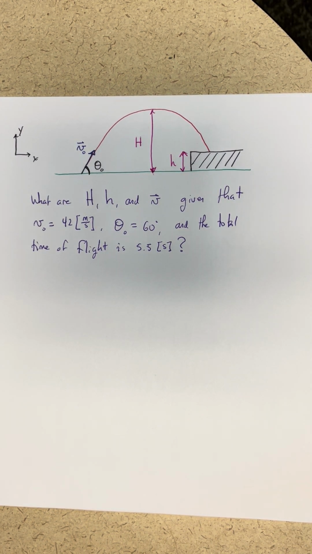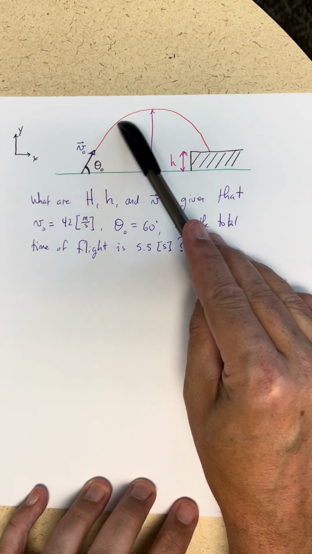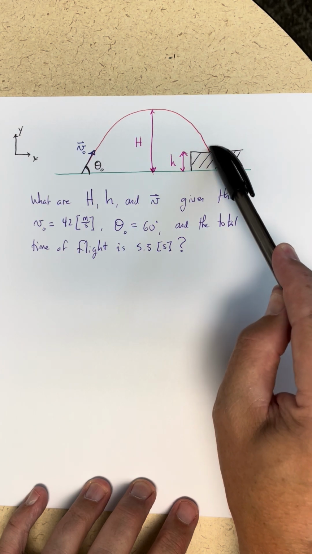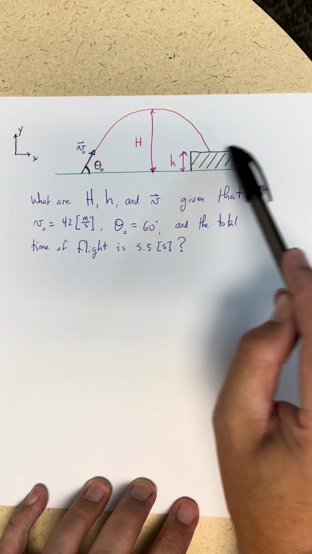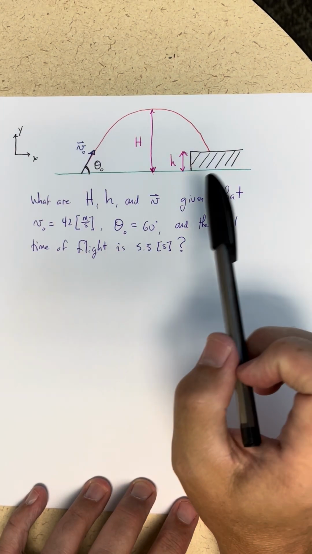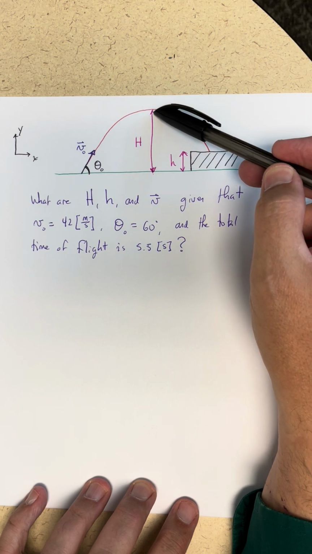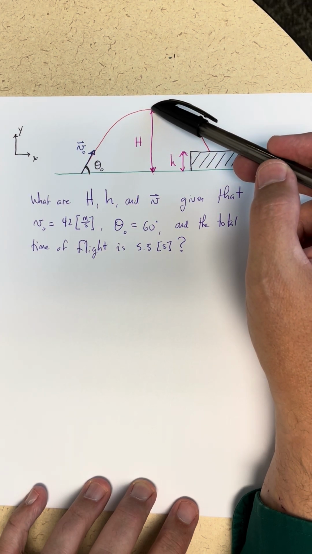Another example of projectile motion. So in this case, a projectile is launched. It's going to follow its parabolic trajectory, and then it intersects this object. The set of things that we want to find are capital H, the maximum height when it's at the apex of its motion.